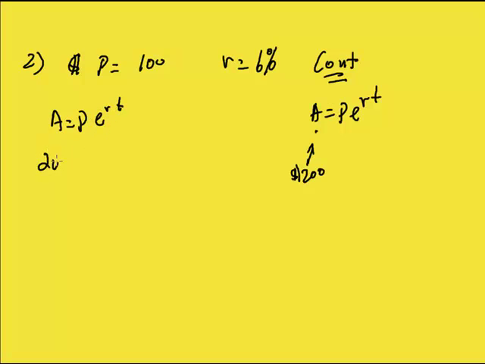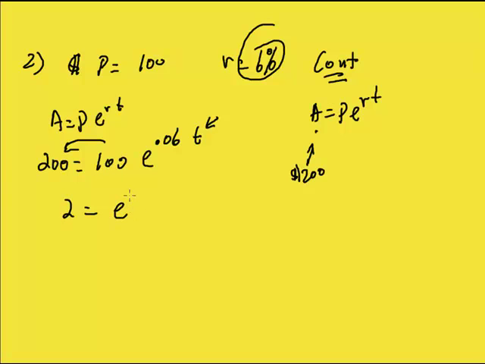So A is $200. We start out with $100, and then you have E, and R is 6%, which I have to convert to decimal, 0.06, and then we have a T. Now we have to solve for T, because that's asking how long it took $100 to turn into $200. We divide by 100, so we get 2 equals E to the 0.06 T. How do you solve this? We take ln of both sides. So I have ln of 2 equals, when I take ln of the right-hand side, the E goes away, 0.06 T.